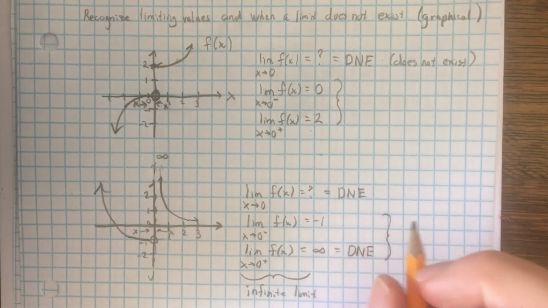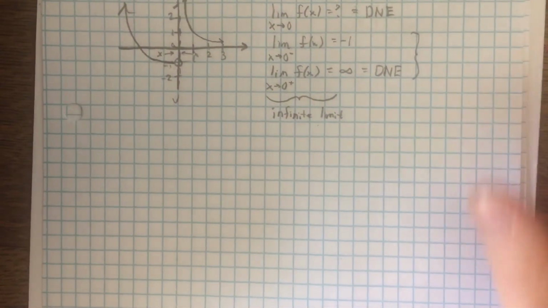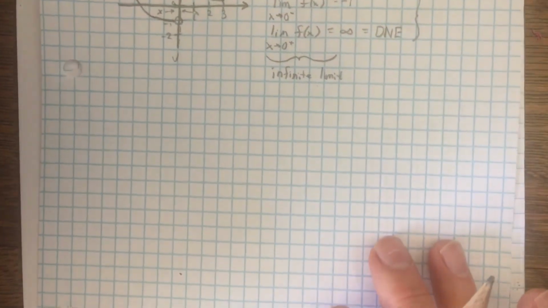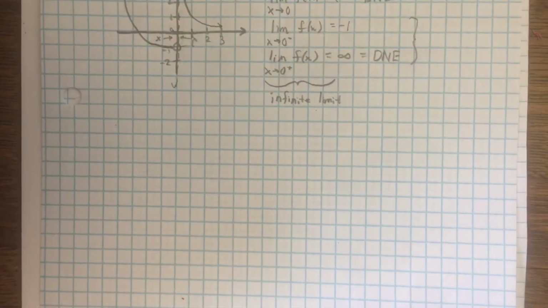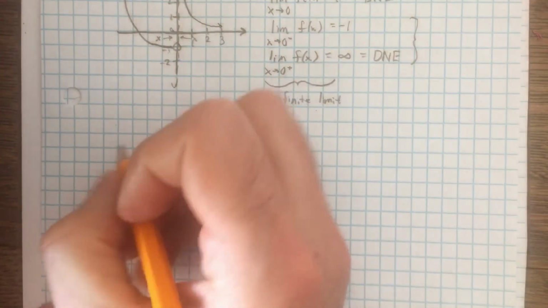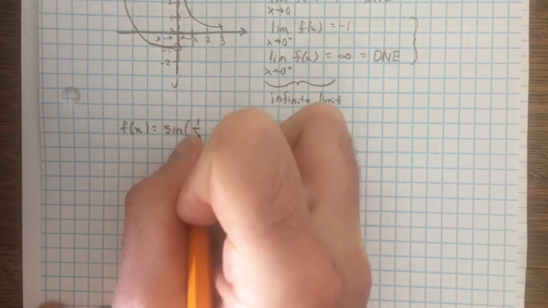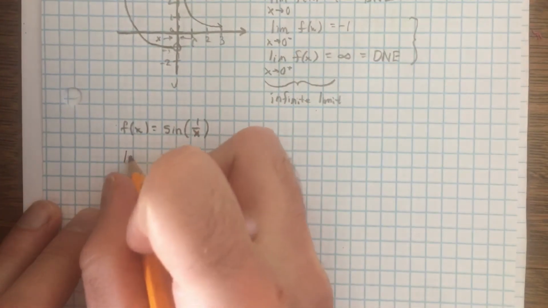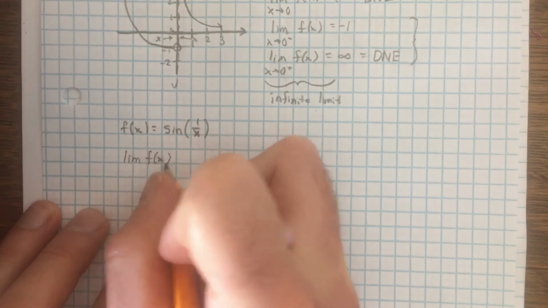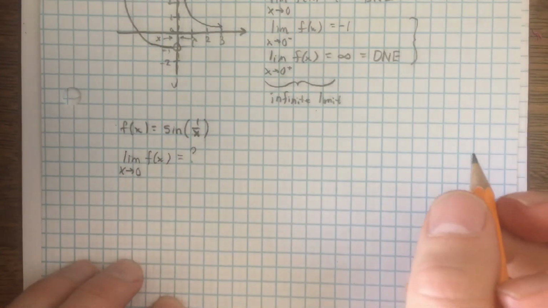Example 3. I will use a concrete example now. We'll use an actual function with a title. We will talk about f of x being sine 1 on x. f of x equals the sine of 1 on x. All right. So let's again find the limit of this function as x approaches 0. What is it going to be, if anything? Will it exist? Will it not exist?